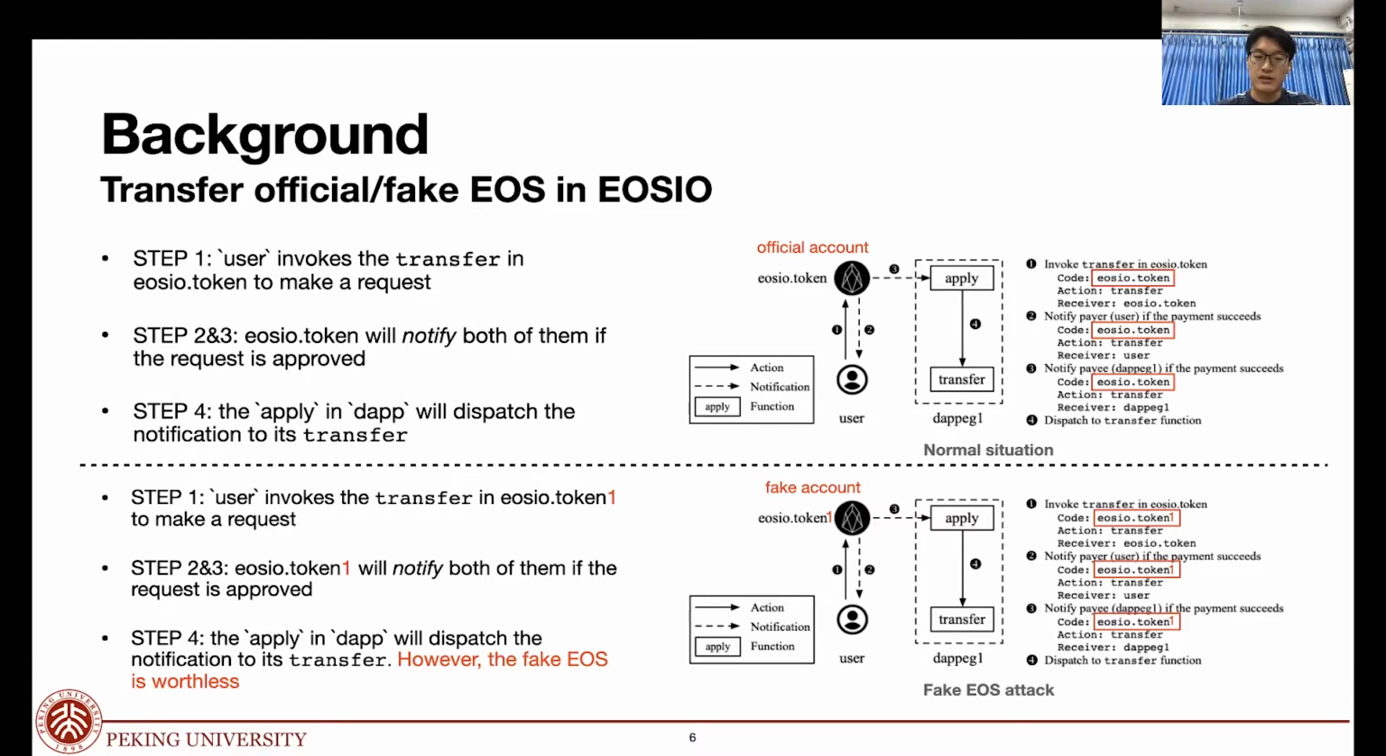However, the lower part shows an attack against a fake EOS vulnerability. Specifically, a malicious user would transfer fake EOS token through another account, like eosio.token1. This EOS token is worthless, but the notification is initiated in the transfer function. It can also be dispatched to the recipient's transfer function. We call this kind of vulnerability the fake EOS vulnerability.